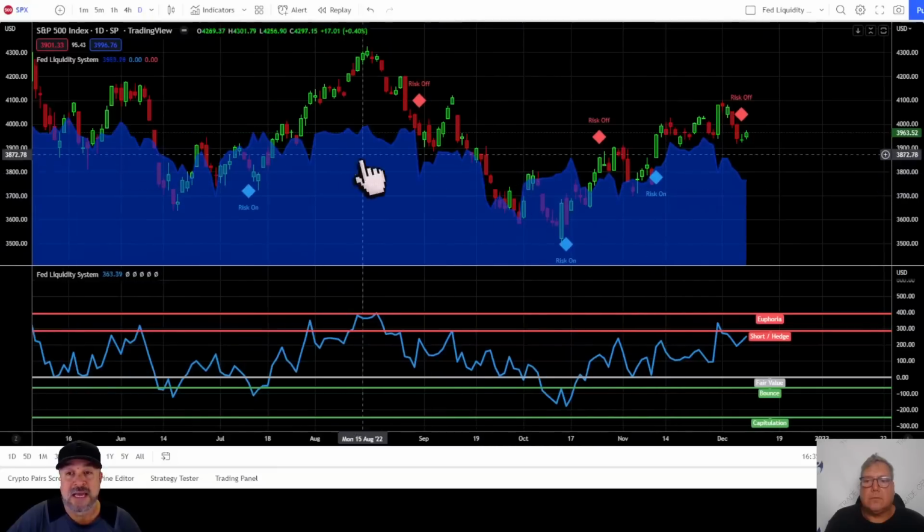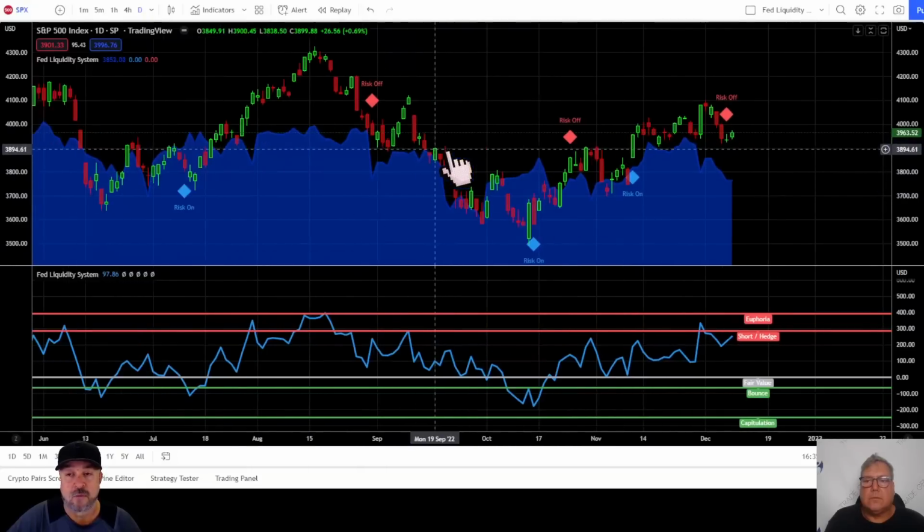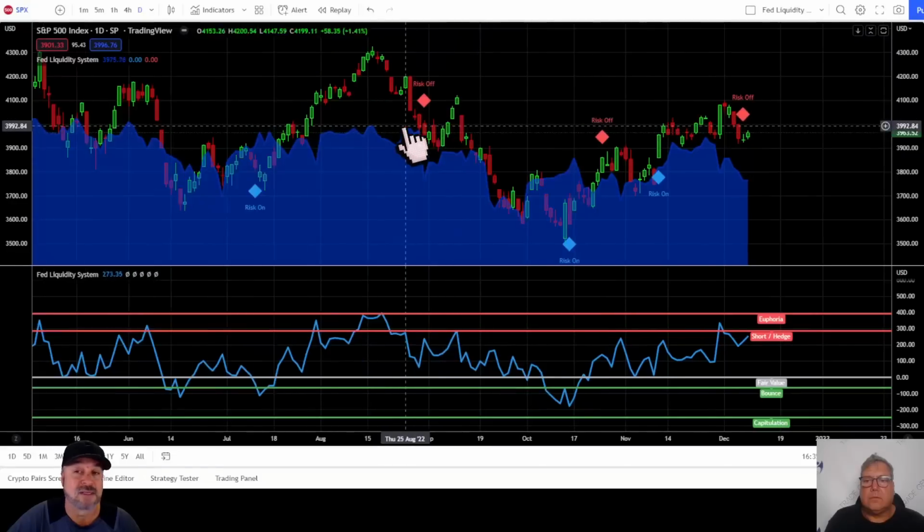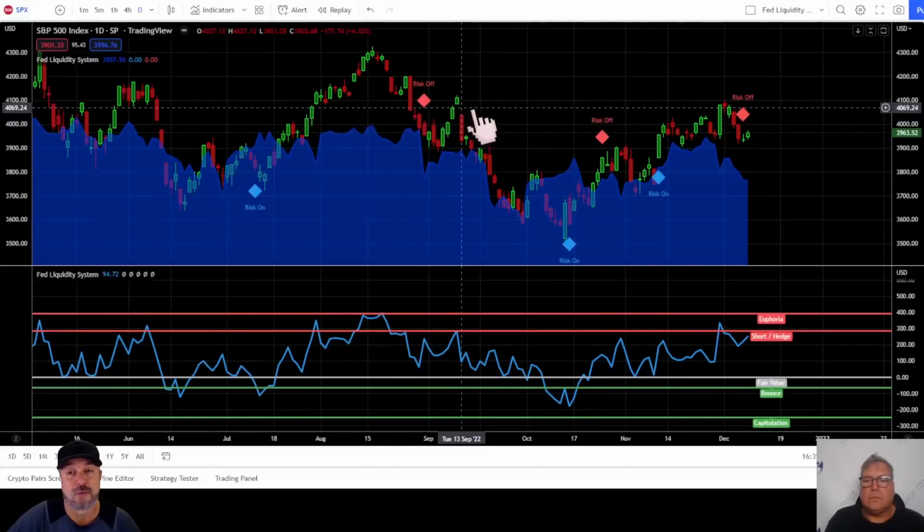And this is on a daily chart. We use this on a daily chart, but on a weekly chart too, this has been risk off since the very top of the market. And we can show you what that looks like.